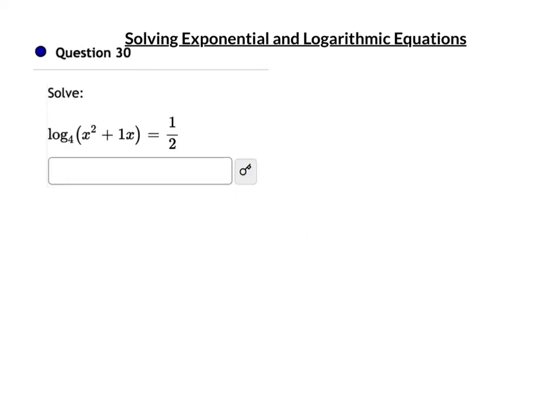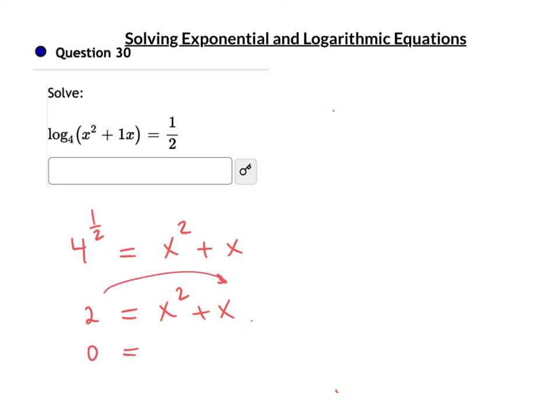Question 30. Let's turn this into an exponential equation. 4 to the power of 1/2 equals x squared plus 1x, which is x. 4 to the 1/2 power, that's the same thing as the square root of 4. That's 2. 2 equals x squared plus x. Let's get this thing equal to 0 and move the 2 over here. It'll be x squared plus x minus 2 equals 0.